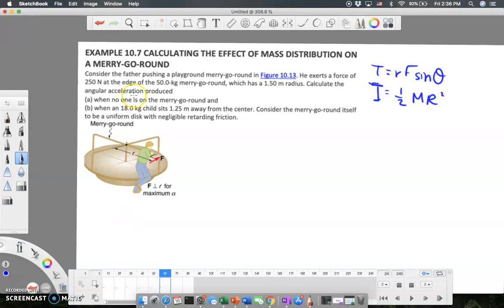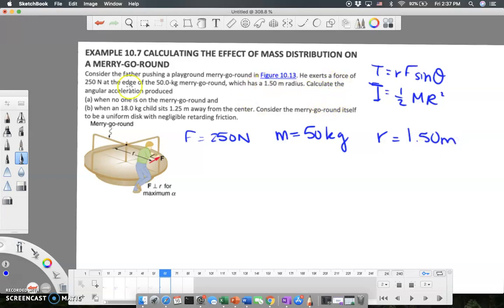All right, so let's go ahead and move on with our next example. That is going to be 10.7. Consider the father pushing a playground merry-go-round in this figure. He exerts a force of 250 newtons. So our force is 250 newtons at the edge of a 50 kilogram merry-go-round, which has a radius r of 1.5 meters.